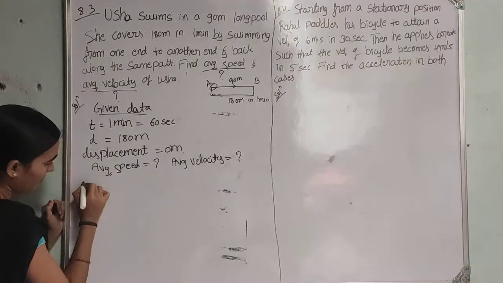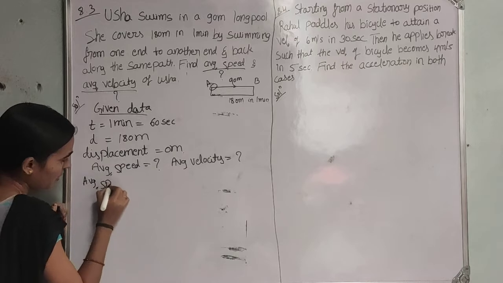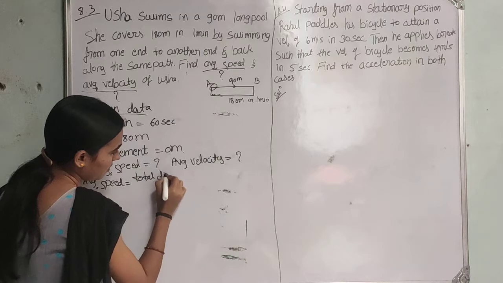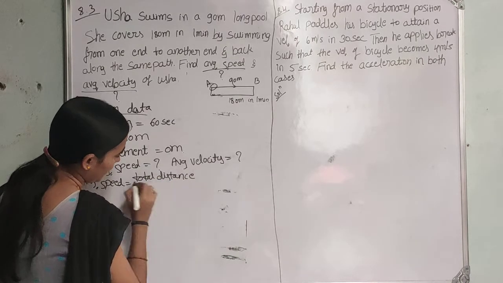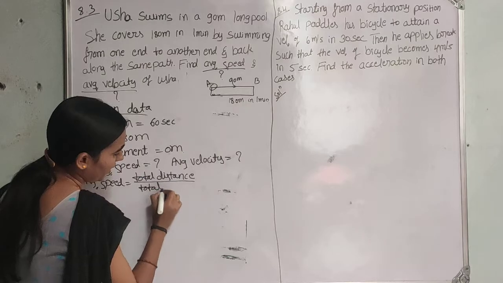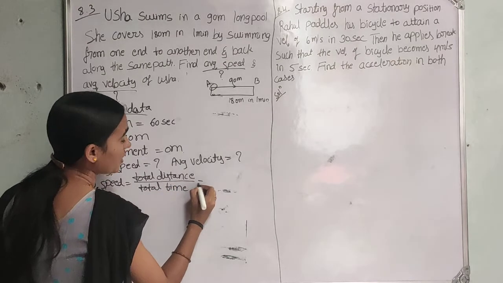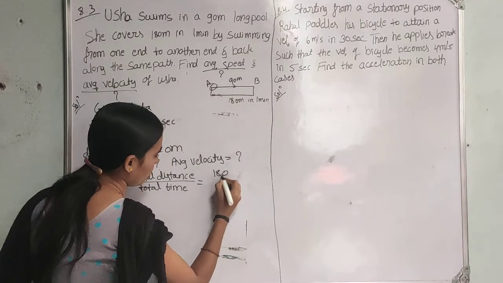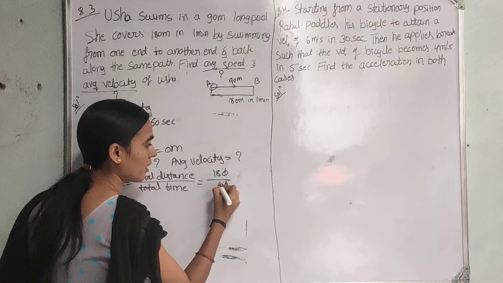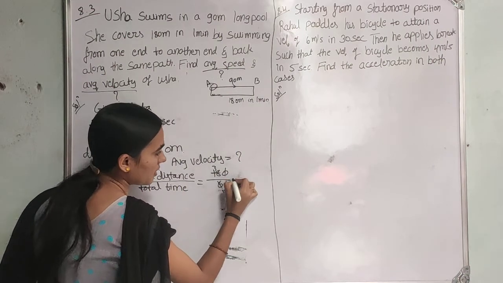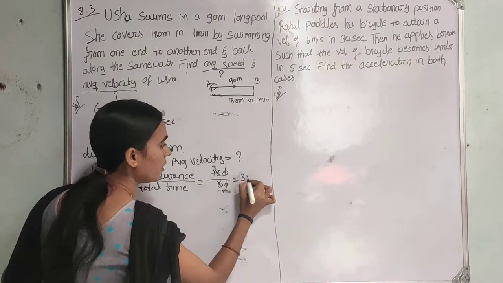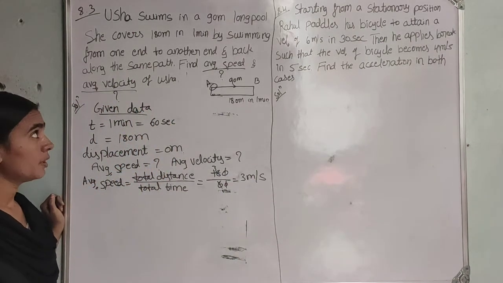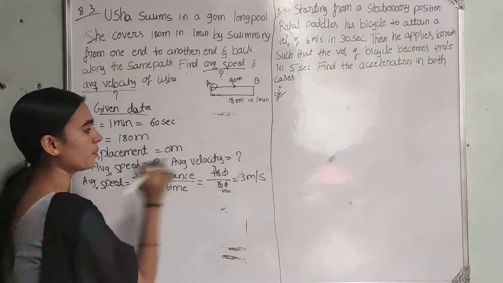Our first formula: average speed is equal to total distance divided by total time taken. What is the total distance traveled by Usha? That is 180 meters. The time is 60 seconds. The zeros get cancelled: 6 ones are 6, 6 threes are 18. That is 3 meters per second. That means Usha is swimming in the pool with a speed of 3 meters per second.